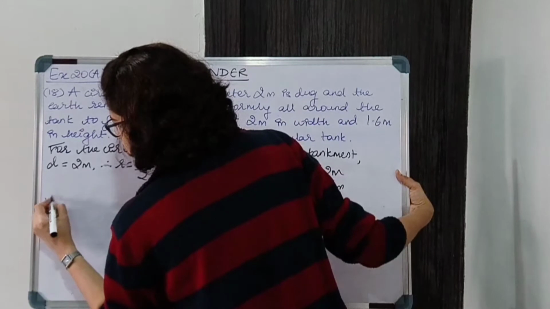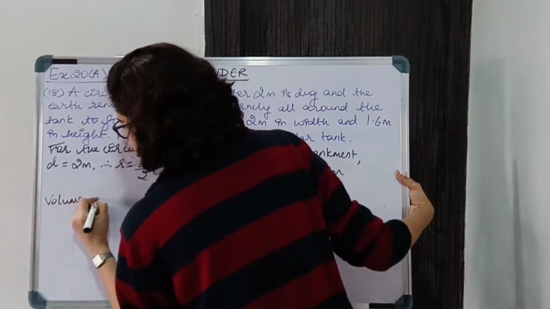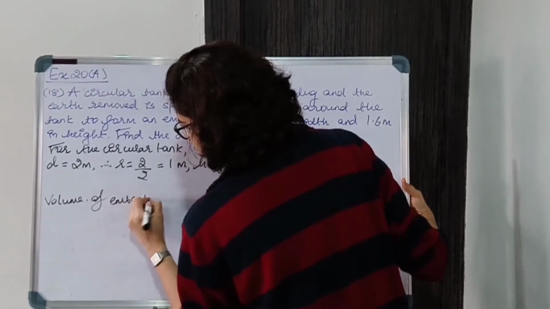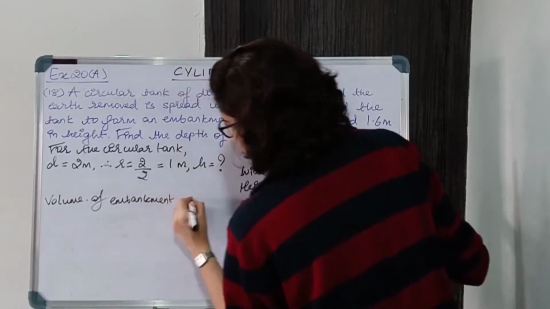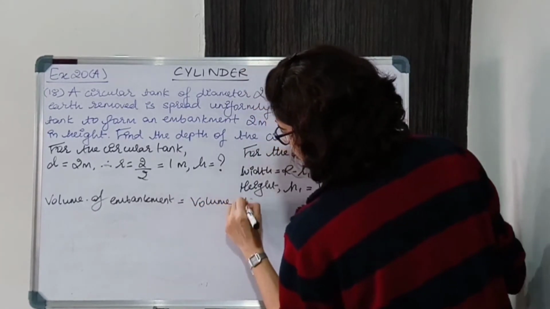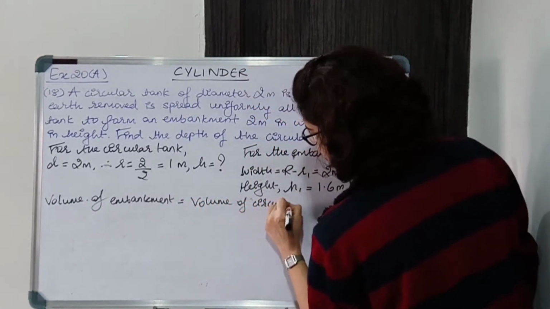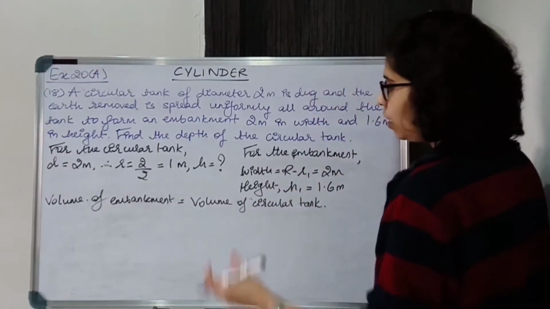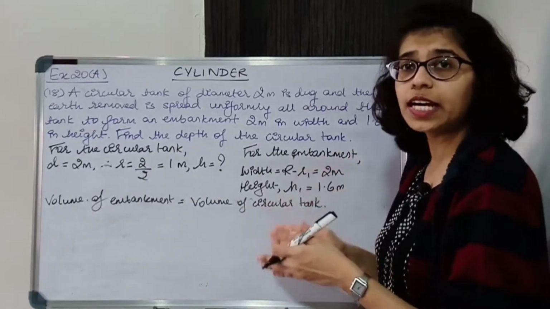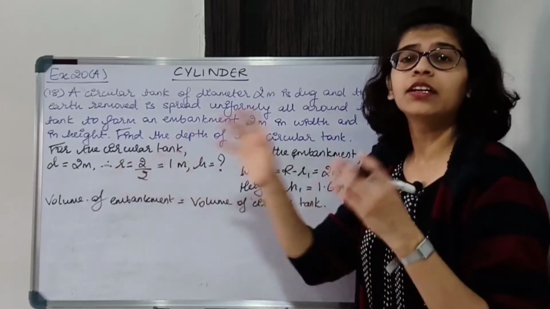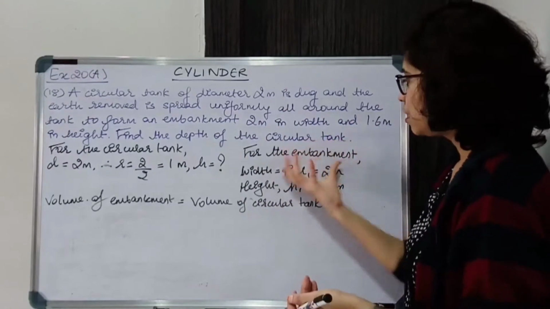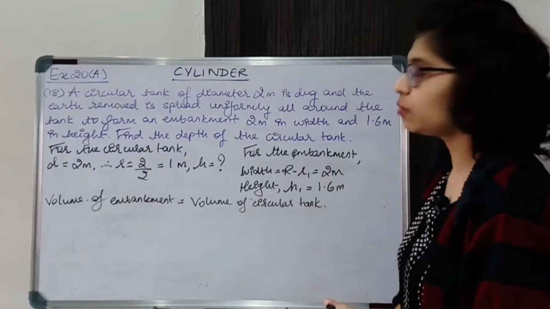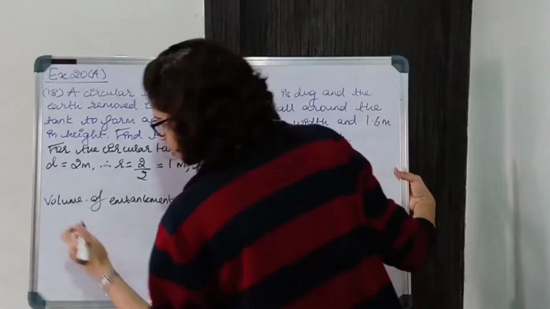Now volume of embankment is equal to volume of circular tank. Okay, why? You will have to give the reason. Because the earth that is dug from the circular tank, the volume of that earth is equal to the volume of the embankment. Therefore volume of embankment is equal to volume of the circular tank.